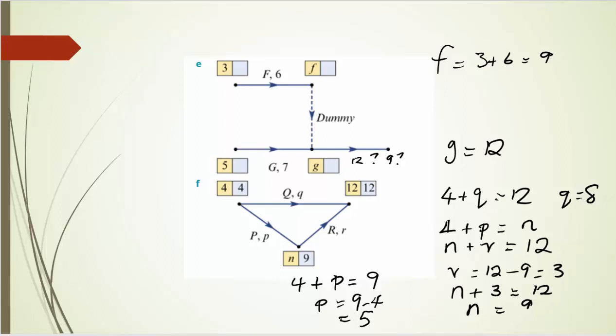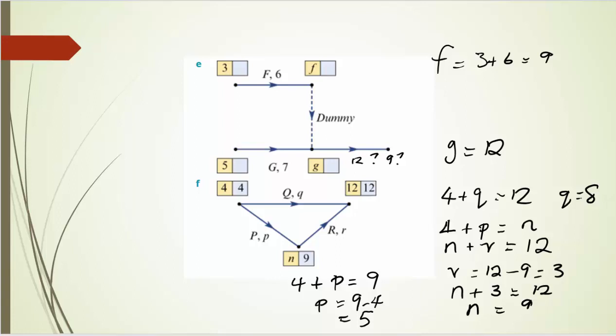I make Q is going to be 4 plus Q is 12. That makes Q equals 8. That's my first line of working. For the others, I've written out a bit of algebra. For N, all we know is that 4 plus P equals N, which I've written down there. And for R, all we know is that N plus R equals 12.